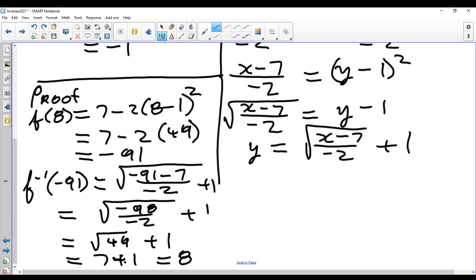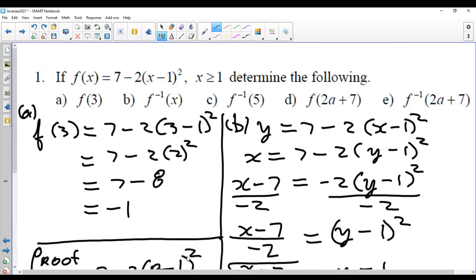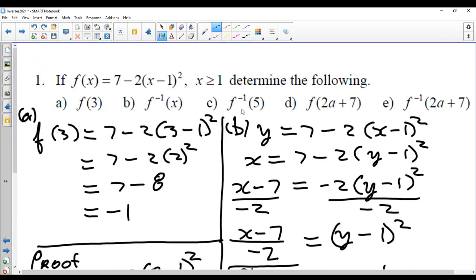Okay, a few more things. What's f to the minus 1 of 5? I want you to work that out for me right now, please. So you have your inverse function. All I'm asking you to do is put the 5 into it and see what you get. Just plug it in, everybody.